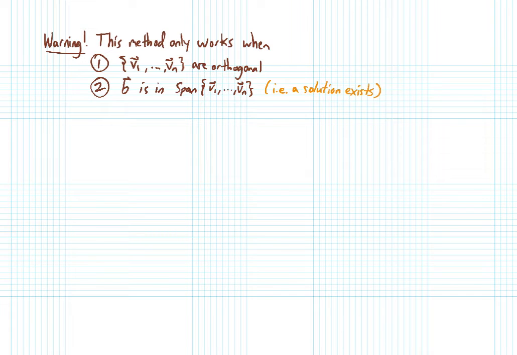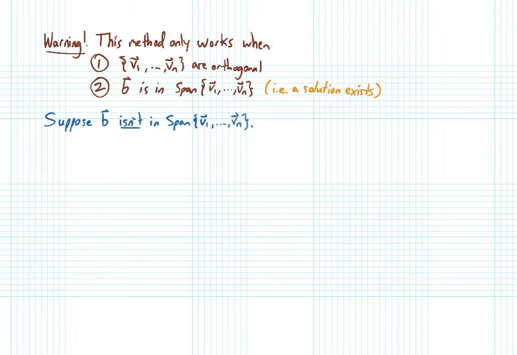But it can be useful to think about what goes wrong when these conditions aren't true. Well, okay, with the first condition, nothing special happens. The formulas that we derived were derived under the assumption that the vectors are orthogonal. So if the vectors aren't orthogonal, then those formulas are just invalid, and you just can't use them. But the second condition is more interesting. Obviously, we know that if a solution doesn't exist, then there's no way we can find a solution. But what goes wrong in the calculation?